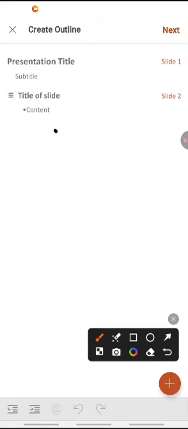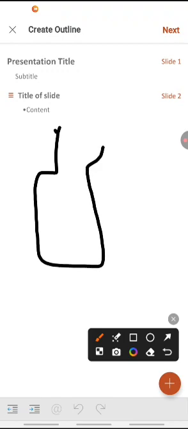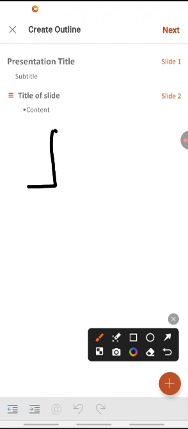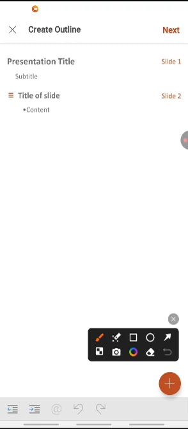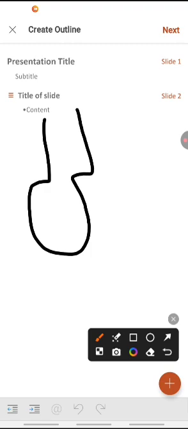Understand? Let's say you want to use the bottle. So this is how the bottle looks like. Something like this. It's not that perfect, and then it has a knob.